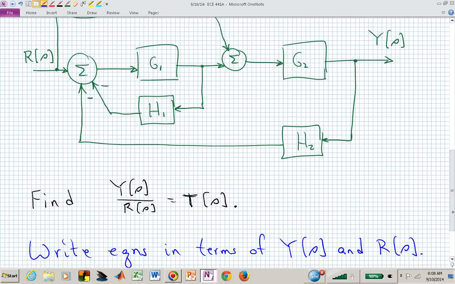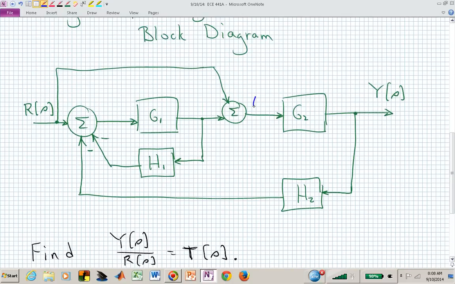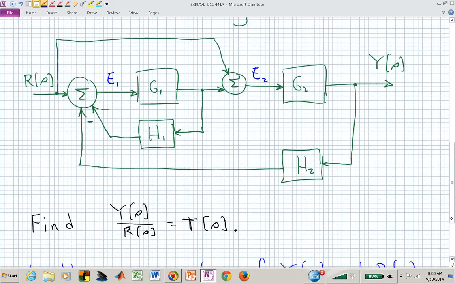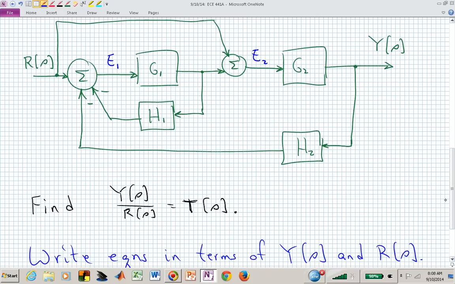As I've said before, sometimes it's helpful to write your equations in terms of these outputs of the summing junctions, and a lot of times we think of those as errors, so they may be denoted by E's. Here I'll call E1 going into G1 and E2 going into G sub 2. Let's work our way backward from the output and see if we can eventually come up with just one equation that involves the output Y and the input R.